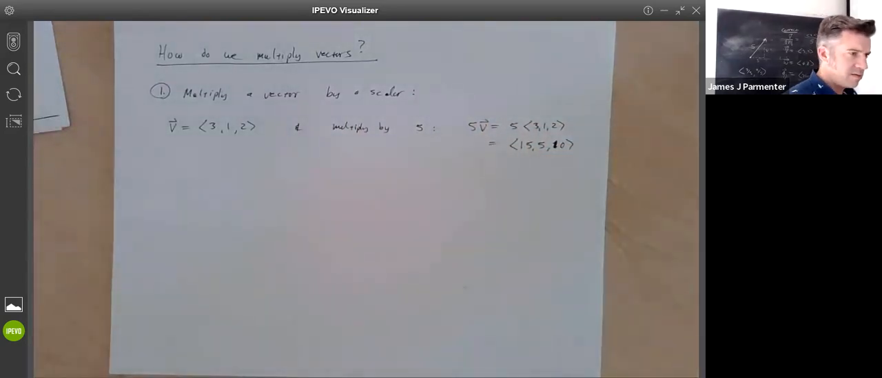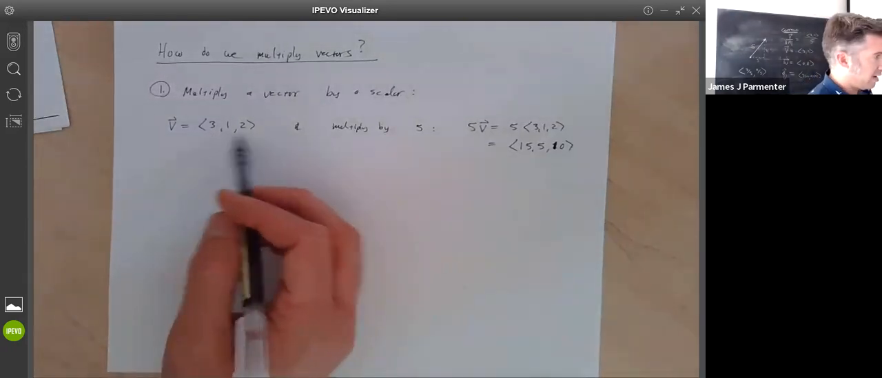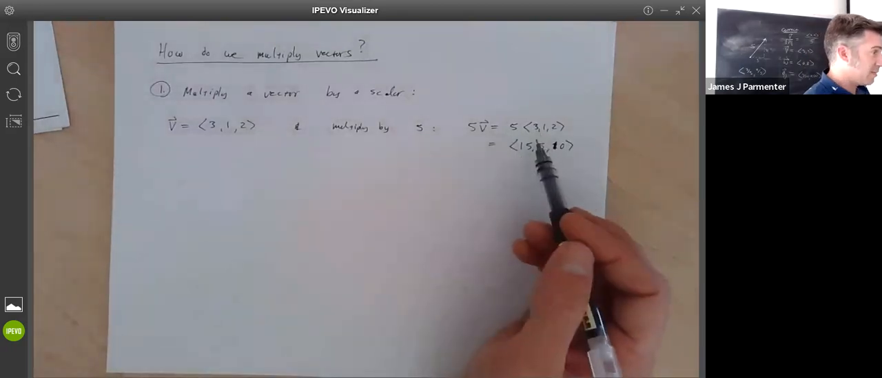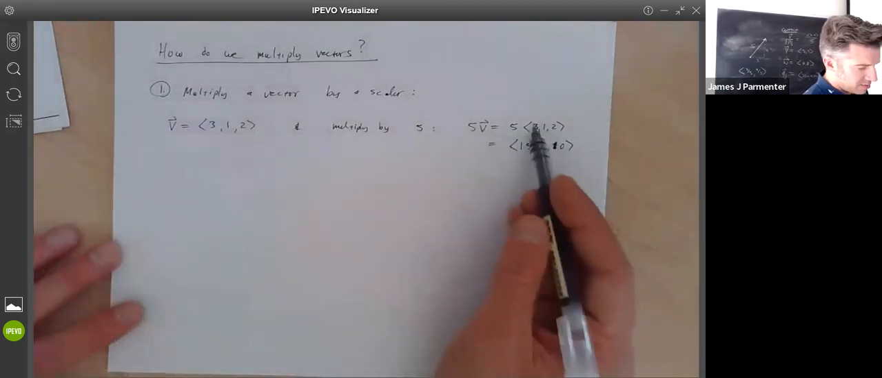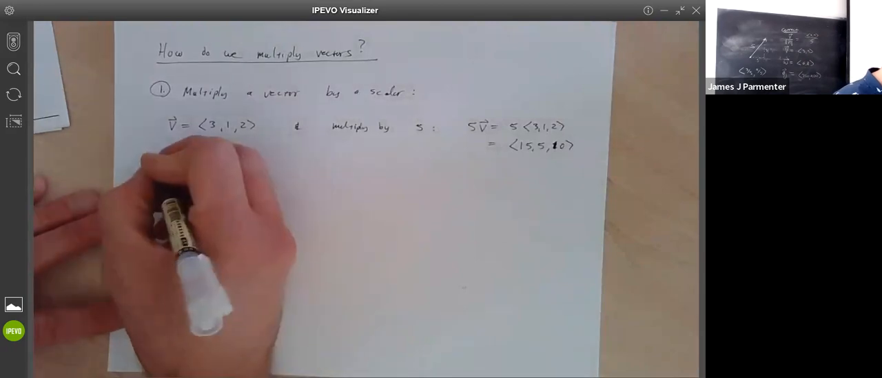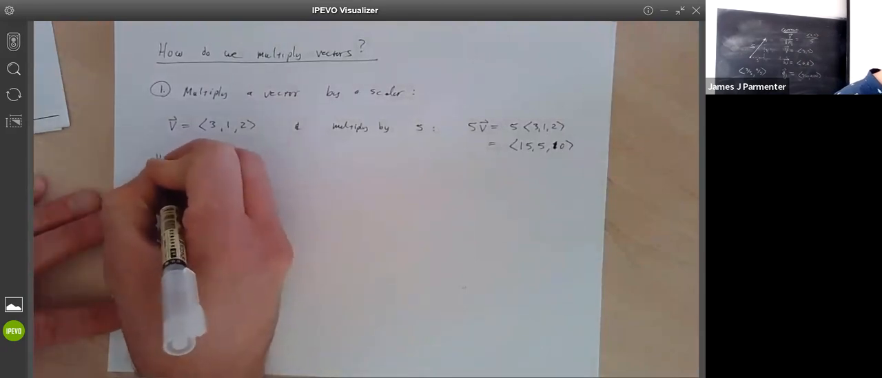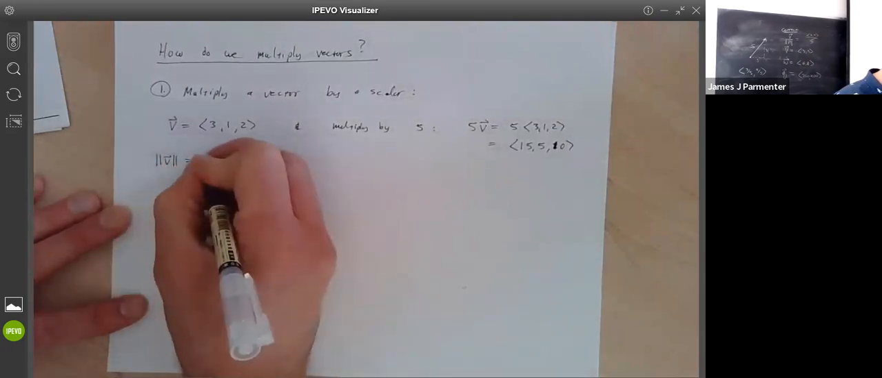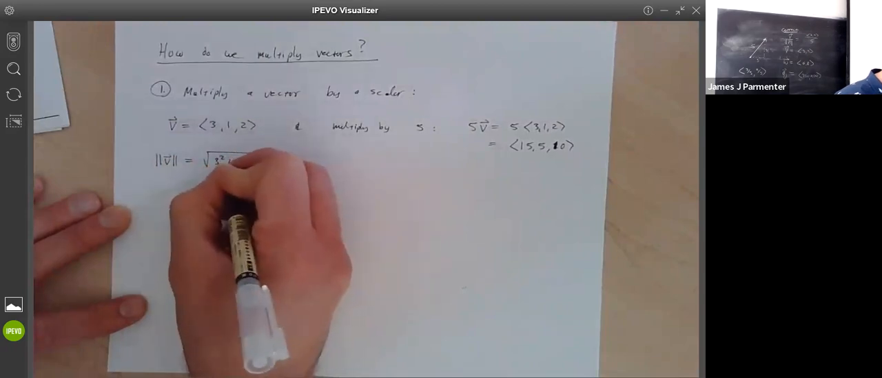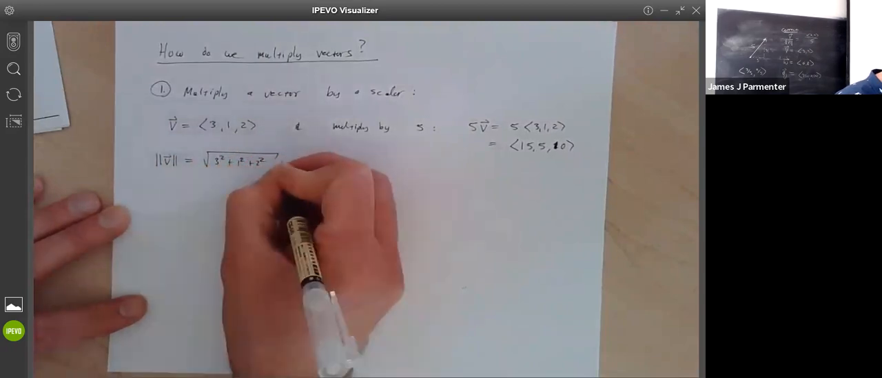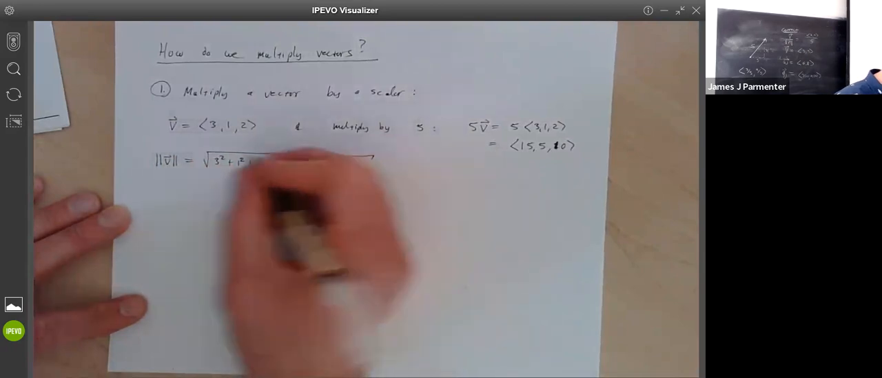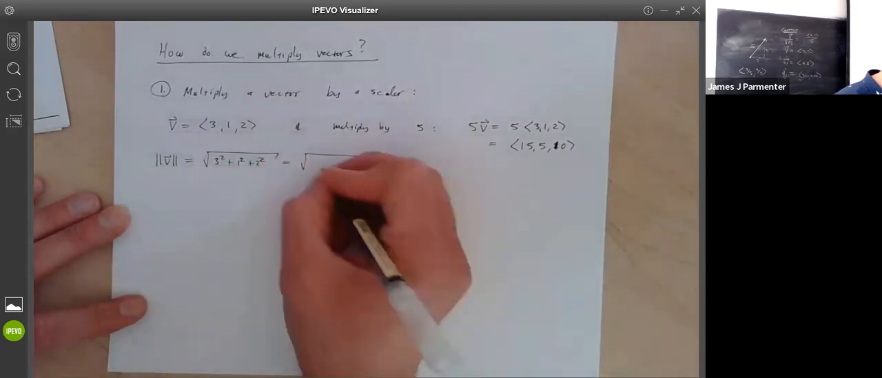Not very exciting. I should mention that when you multiply a vector by a scalar, you're going to multiply its length by that scalar. So whatever length this vector has, the new vector has a length that's 5 times as much. And that's kind of not terrible to see. If I wanted to find the magnitude of v here, the magnitude of v would be the square root of 3 squared plus 1 squared plus 2 squared, which is going to be the square root of 9 plus 1 plus 4, which is 14.